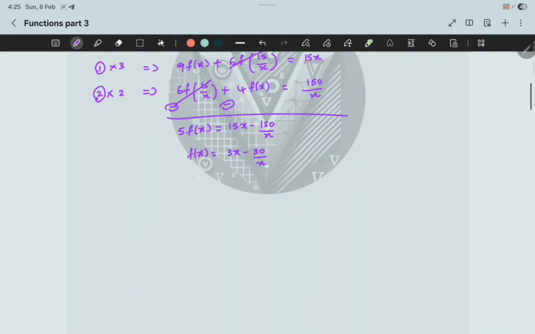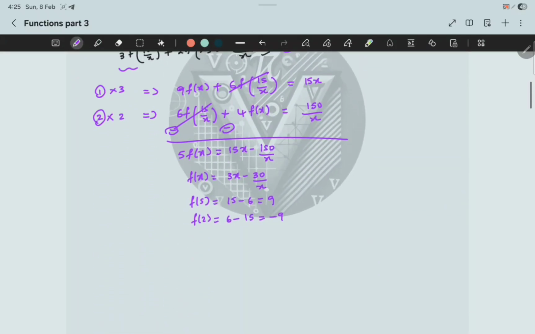Now we want to find the value of f of 5. f of 5 should be 3 into 5 should be 15 and 30 divided by 5 should be 6. I think 15 minus 6 is 9 and f of 2 is 3 into 2 is 6, 30 divided by 2 is 15. So we have 6 minus 15 as minus 9.